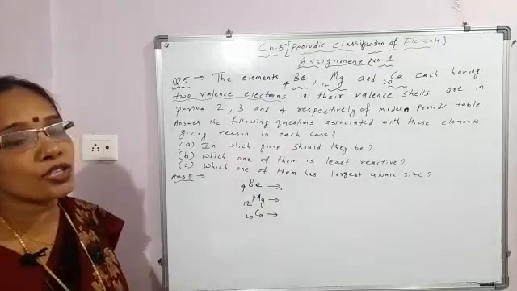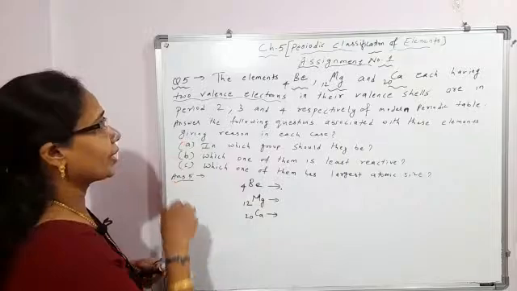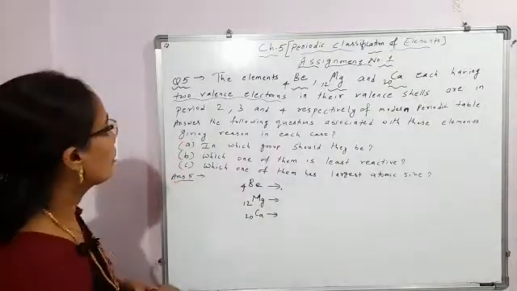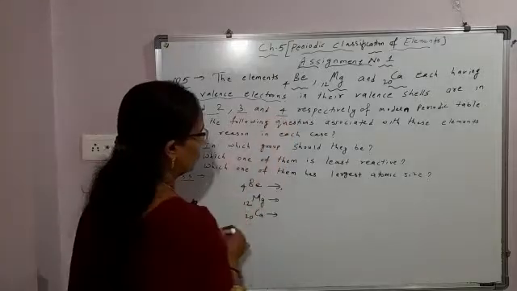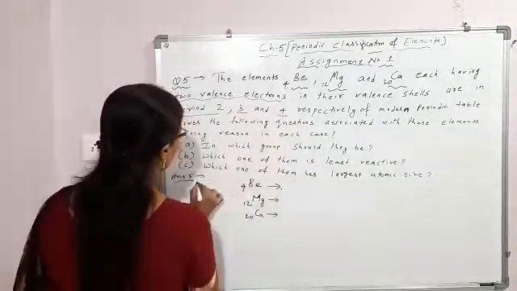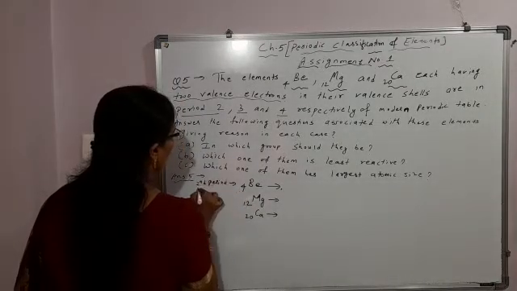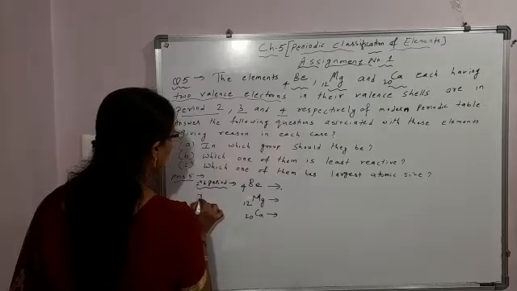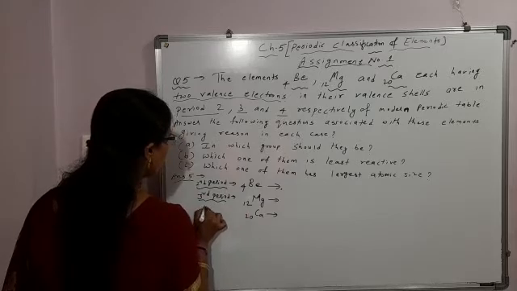Valence shell means outermost shell. They have 2 electrons, it is given. They are in period 2, 3 and 4. Means beryllium is in period 2, second period. Magnesium, third period. And calcium, fourth period.